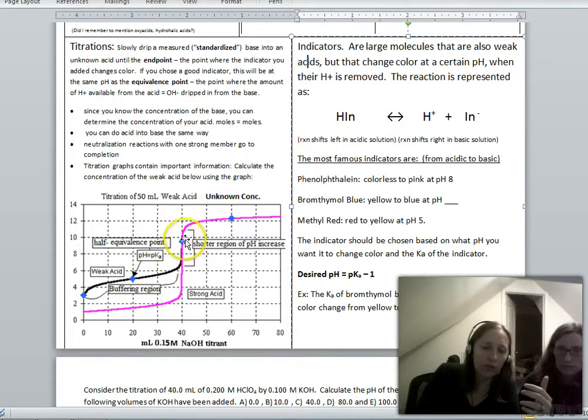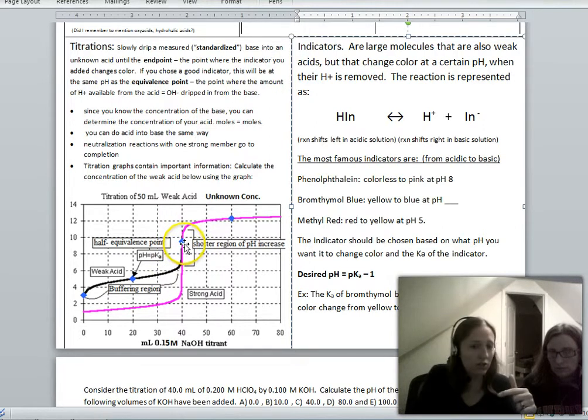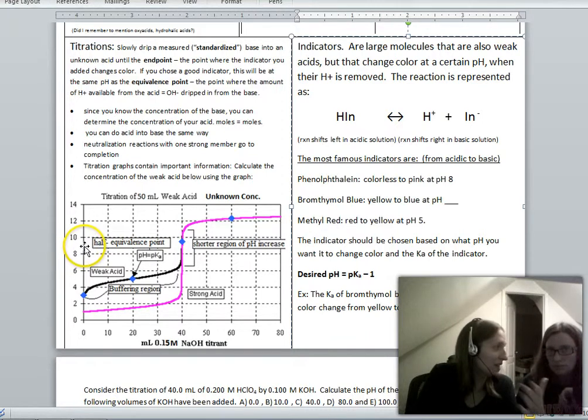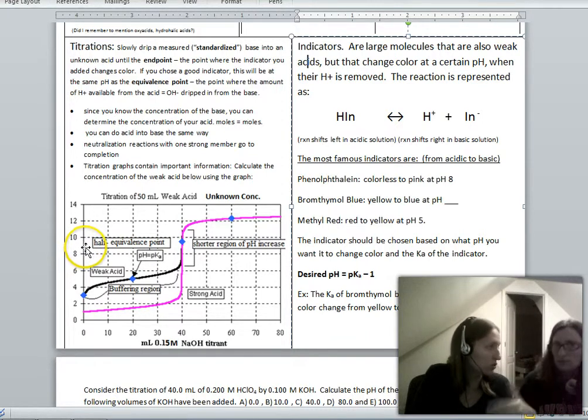And like right here, the black line joins the pink line because the end of it is the same. But the beginning is different. So you got the equivalence point kind of right in the middle of this jump, which is about here. And so the pH at the equivalence point for a weak acid titration is higher. It's not pH 7. It's more like, in this case, 9-ish. Okay? It's more basic when it is at the equivalence point than a strong.